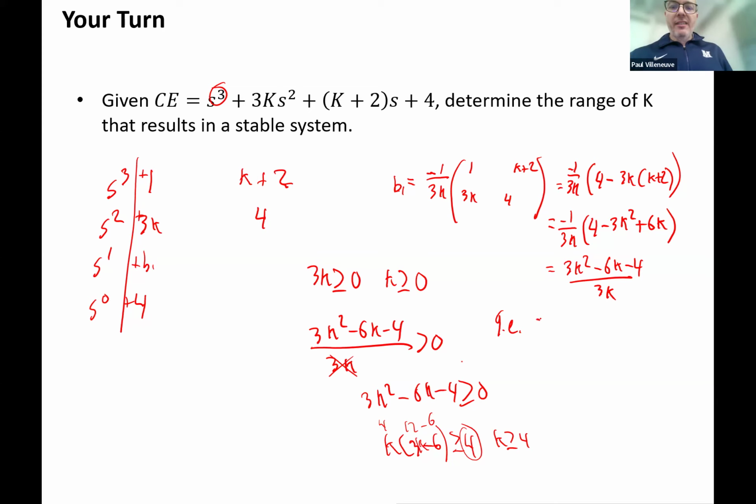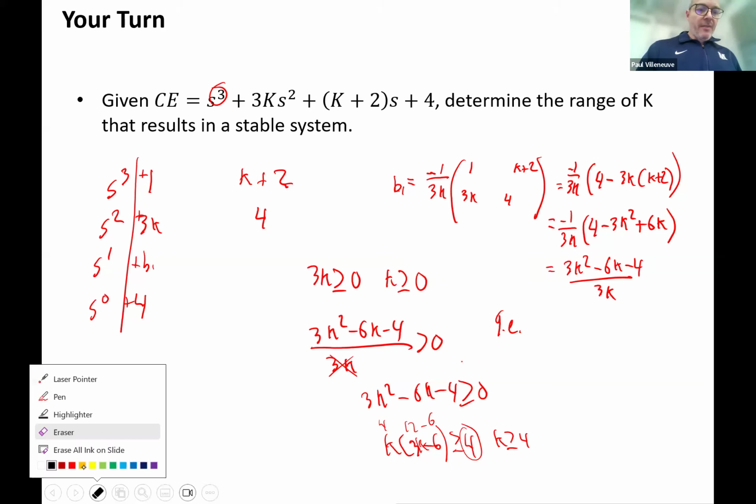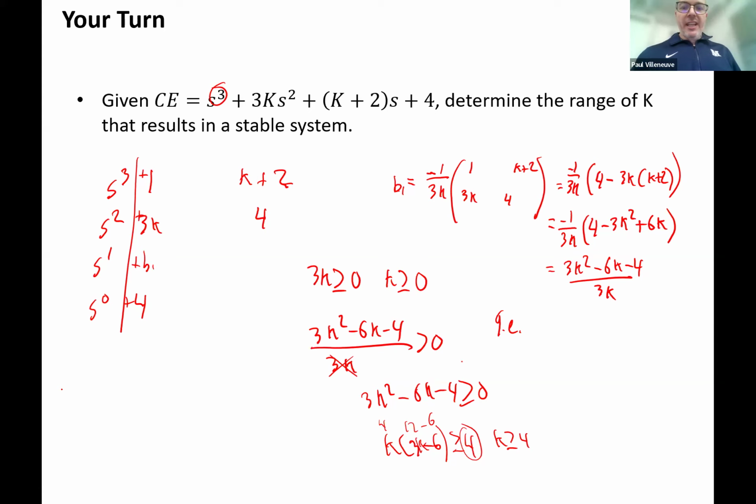Negative B plus or minus square root of B squared. B squared 36 minus 16, which is equal to 20. Wait a minute, not 20. It's positive. I'm so used to having negative numbers there or positive numbers there.